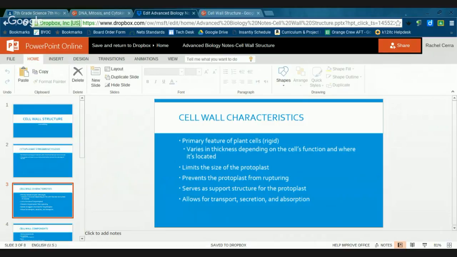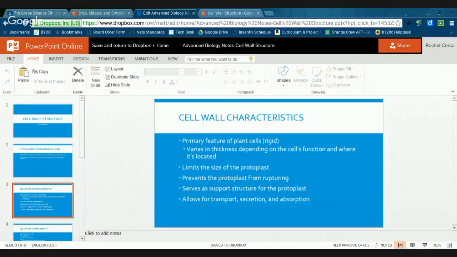So, a couple of characteristics of the cell wall. It's one of the primary features of your plant cell. It's going to be very rigid. I believe what I've told you before is it's there mostly for support and structure, which is true. But specifically, we're going to go a little more in depth. The thickness of your cell wall is going to depend on what your cell is doing and where it's located. Sometimes you need a thicker cell wall, sometimes a thinner one, depending mostly on whether it's a cell that needs to transport things in and out of it, or if it's there mostly as a support and structure type of cell.